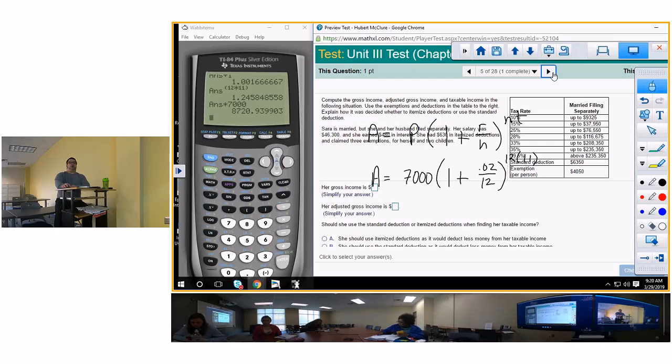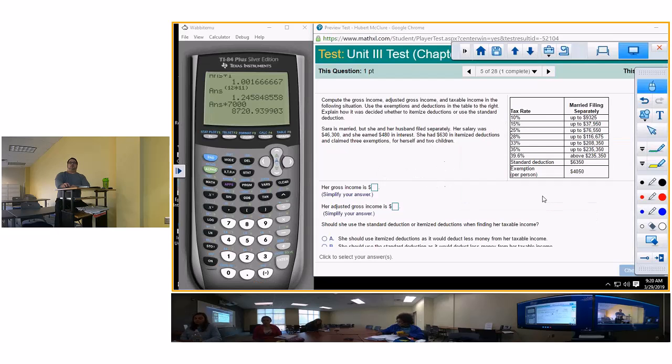All right, we did one like this the other day, but we'll do this one again because I don't want y'all saying that I didn't go over it. Compute the gross income, adjusted gross income, and taxable income in the following situation. Use the exemptions, and so on. Sarah is married, but she and her husband filed separately. Her salary was $46,300, and she earned $480 in interest.